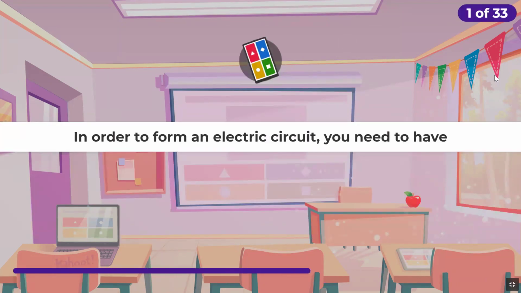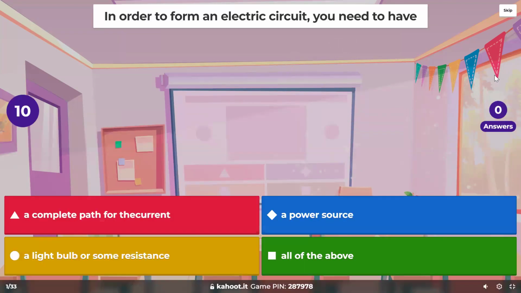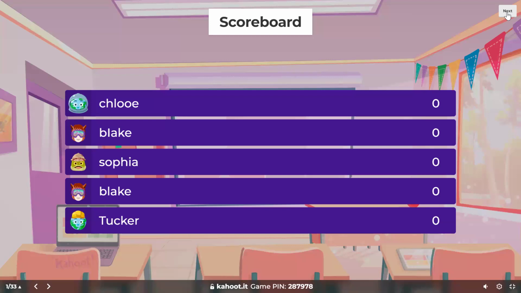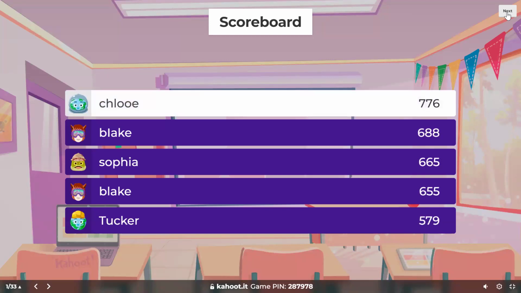In order to form an electric circuit, you have to have... yeah, all the above. A complete path for the circuit is called a closed circuit. Right? Power source, like a voltage source. Some kind of resistor. Otherwise, you have a short circuit. That's why you have a resistor. All right, all the above. Yeah. All right, points on the board.